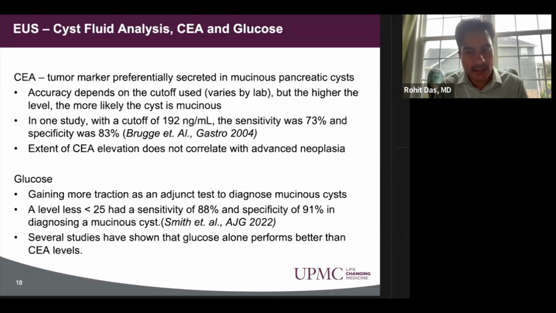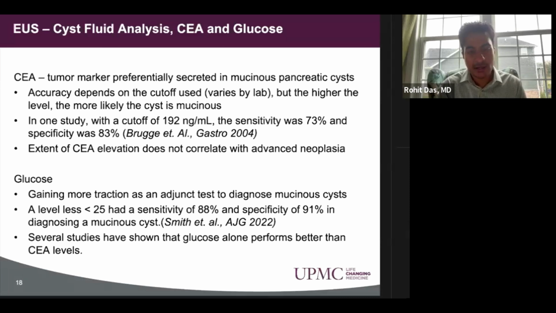Glucose levels in pancreatic cysts has been more recently studied and gaining a lot of traction. It has been shown to be quite accurate in differentiating between mucinous and non-mucinous cysts, and probably a better test than CEA. In one study that was published in 2022, a glucose level less than 25 had a sensitivity of 88% and a specificity of 91%, so very accurate. And several studies have actually shown that glucose levels within cysts performs better than CEA levels.